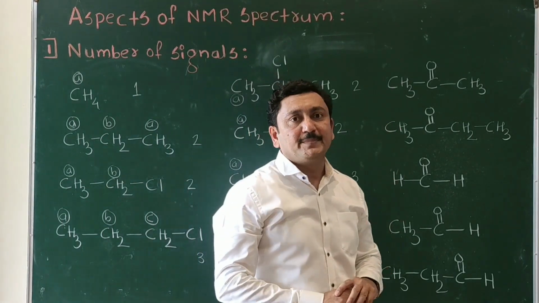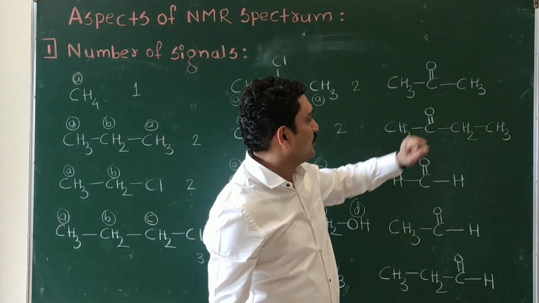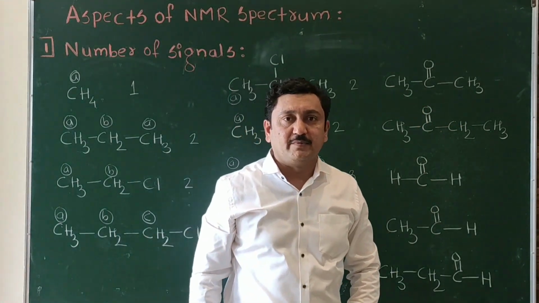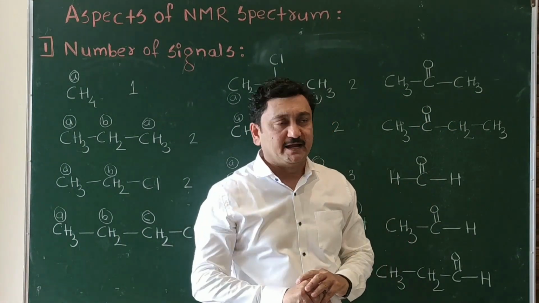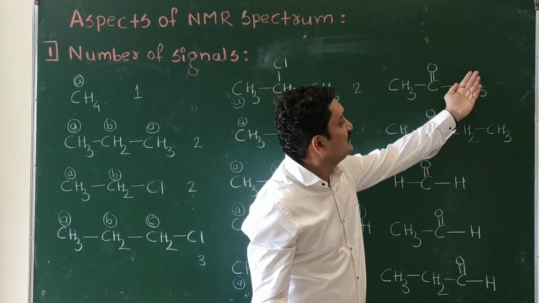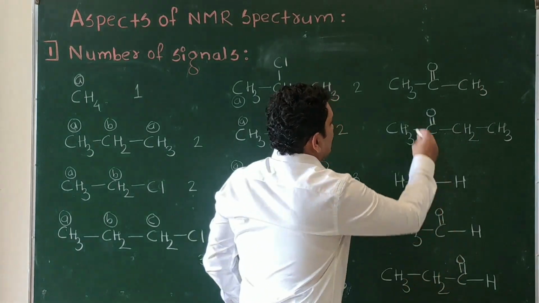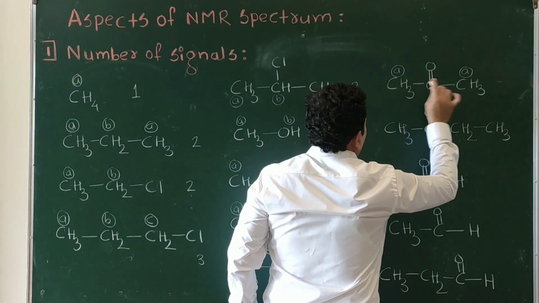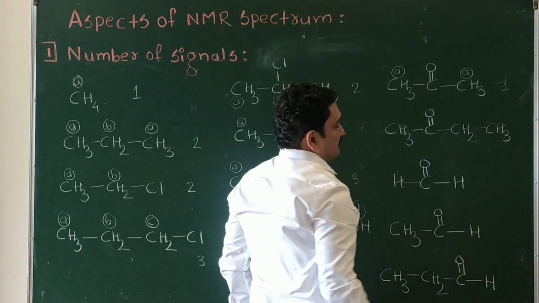Now the example of ketones. This is acetone. There are 2 CH3. They can be identical, or cannot be. We have to check and decide. The environment for this one is COCH3, and for this one also COCH3. So the environment is identical. Collectively they will give the same signal, AA. The number of signals will be 1.